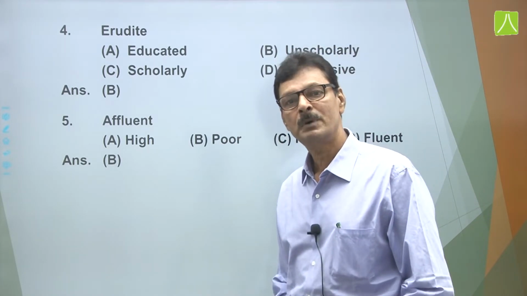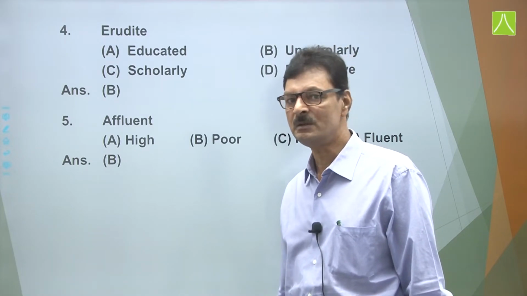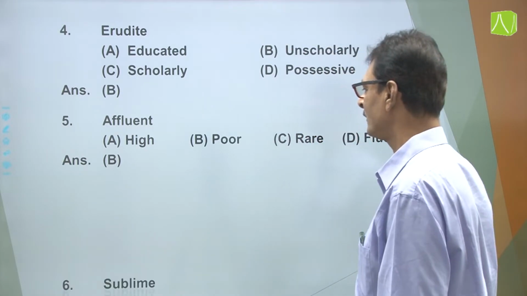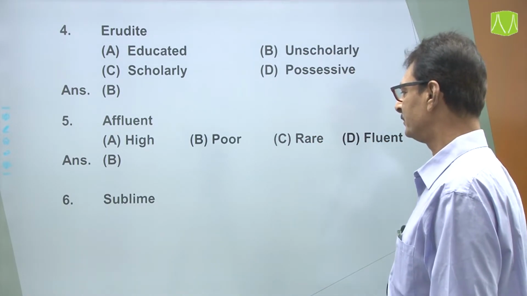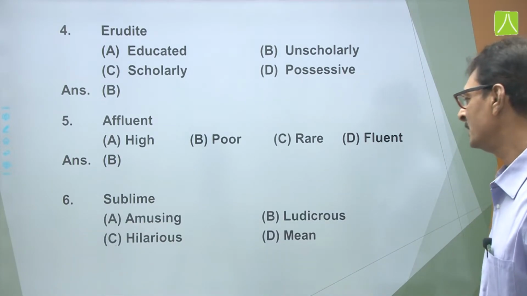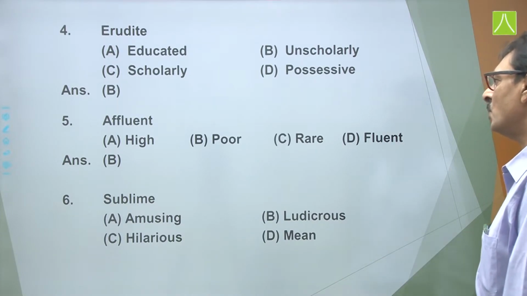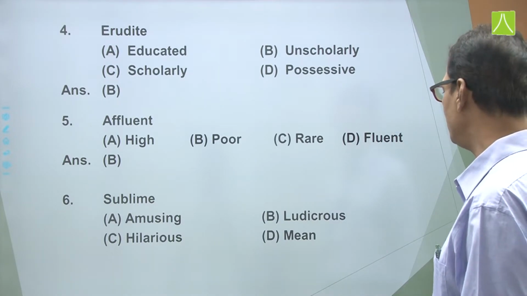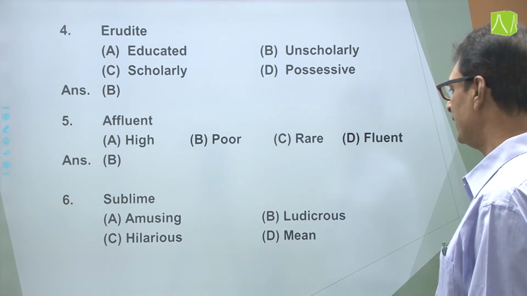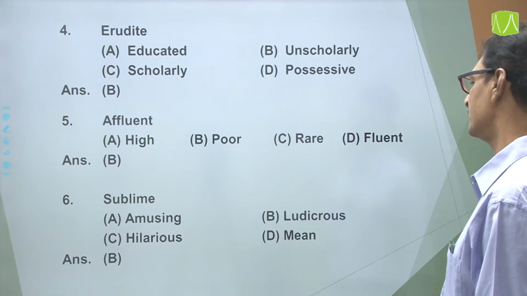So, friends, brush up the words, learn the words, practice the words, because this will be very, very helpful to you in your exams. Next one, sublime. Amusing, ludicrous, hilarious or mean. 4 words given to you. What should be the opposite of the word sublime? Amusing, ludicrous, hilarious or mean. And the correct answer is ludicrous.